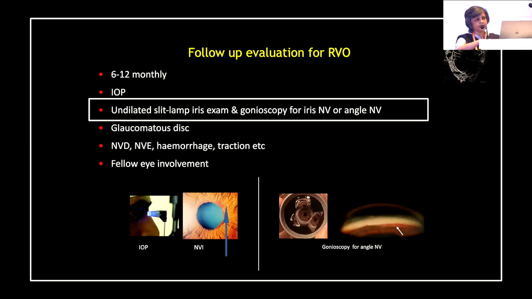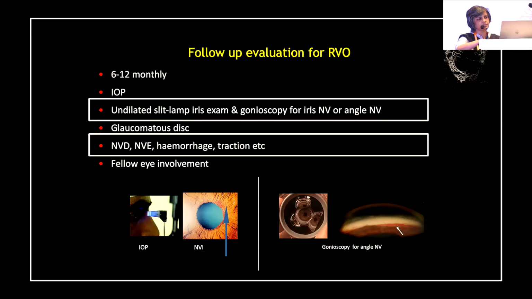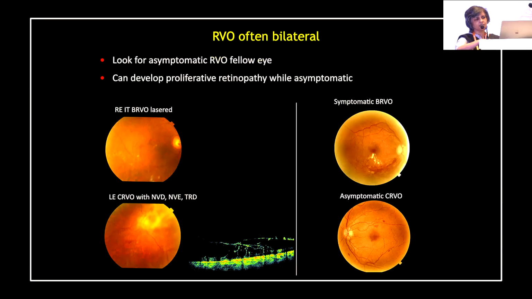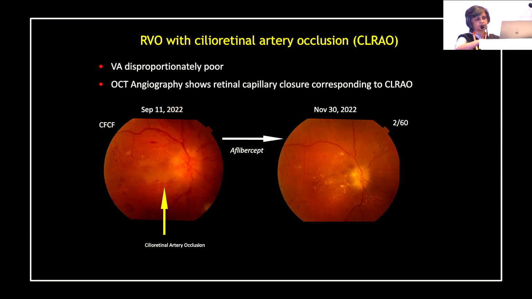So follow-up for any case of RVO every 6 to 12 months is mandatory with intraocular pressure, undilated slit lamp exam, gonioscopy for angle new vessels, and very, very important, the fellow eye, because many times the other eye also has a vein occlusion which is sitting silent but with proliferative complications which will lead to blindness.